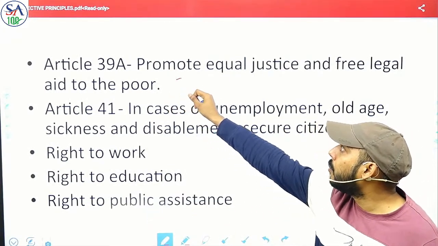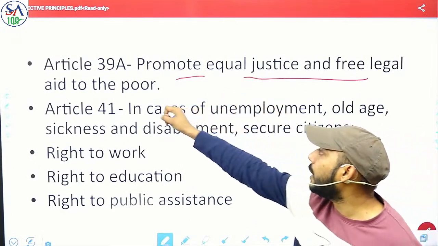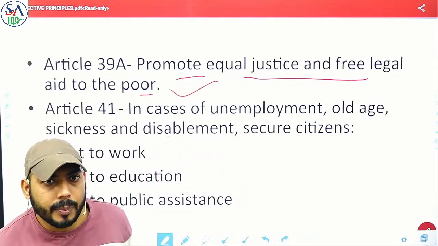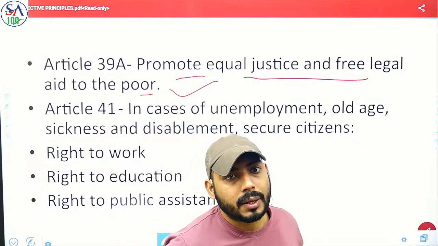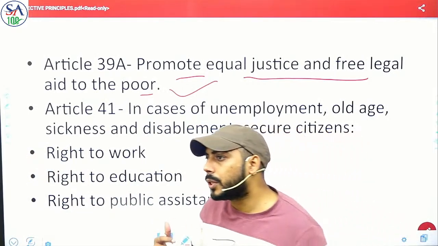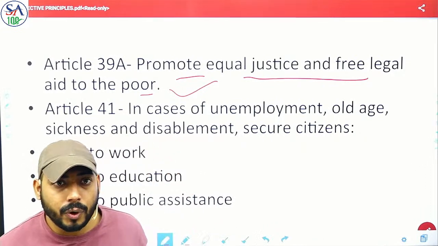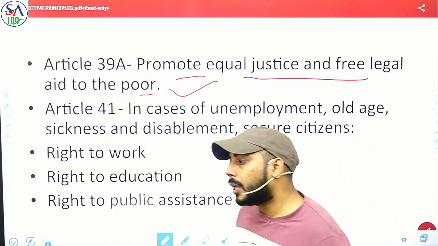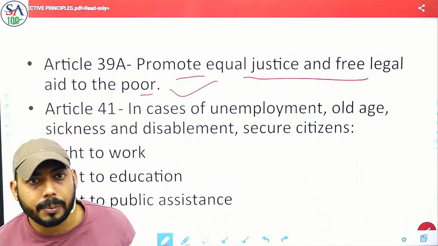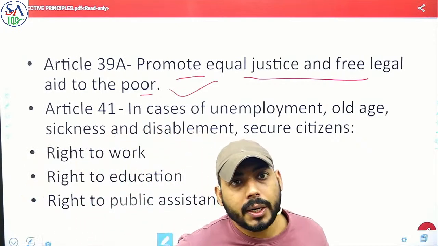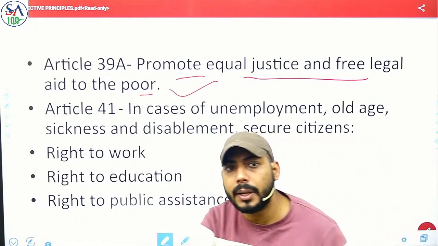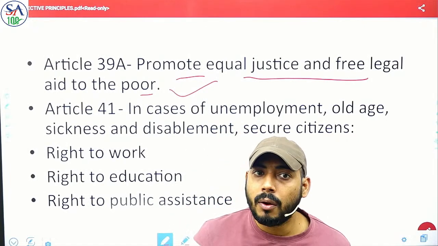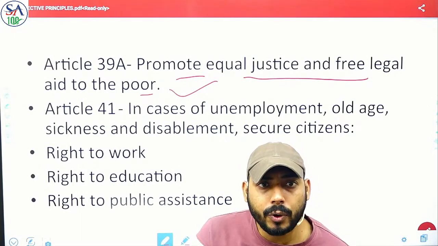Article 39A promotes equal justice and free legal aid to the poor. As we know about the Indian judiciary or our criminal justice system, there is a lengthy process. So it is difficult for poor people to fight cases. As per a report published by NCRB, most of the undertrials are from poor families and from the vulnerable section of society.